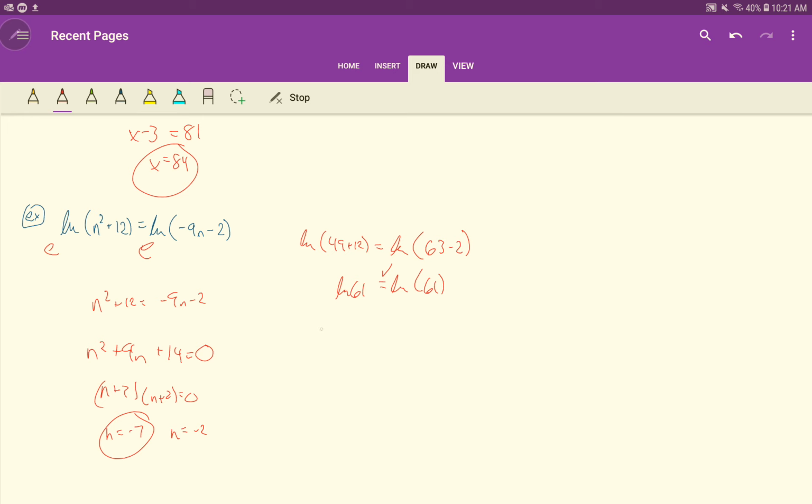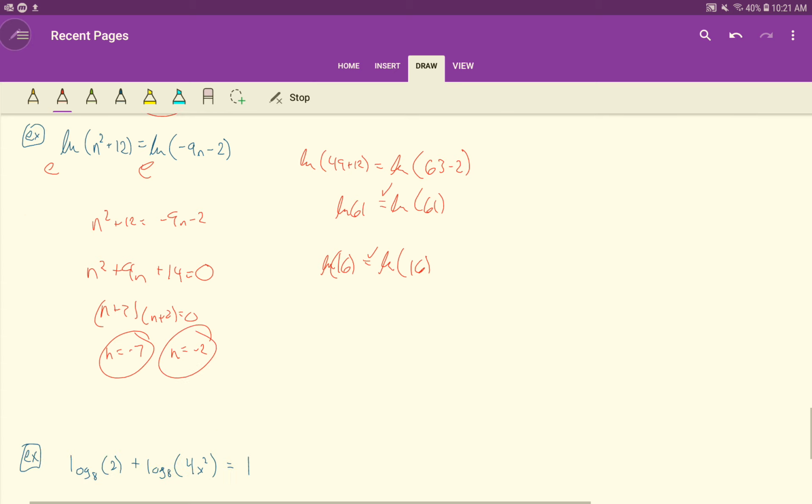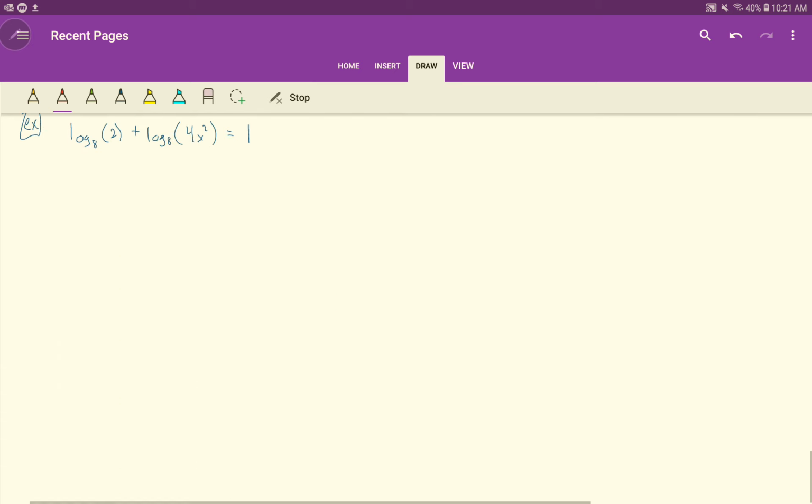Let's try negative 2. Okay, so negative 2 squared is 4 plus 12 is 16. So the natural log of 16 equals natural log, let's see here, negative 2 times negative 9 is positive 18. 18 minus 2 is 16. So, check, that one works too. All right, so they both work. That's good. Last one here, I think. Yes, congratulations, we're almost done.